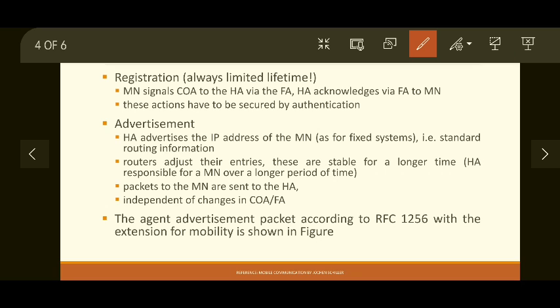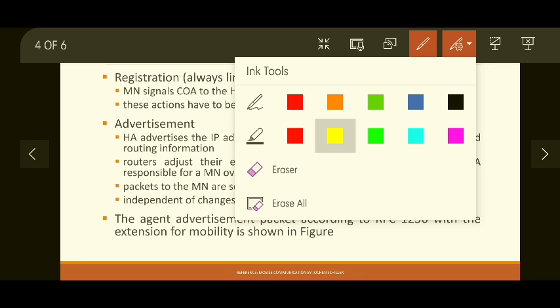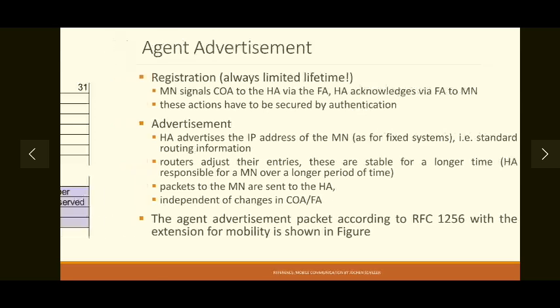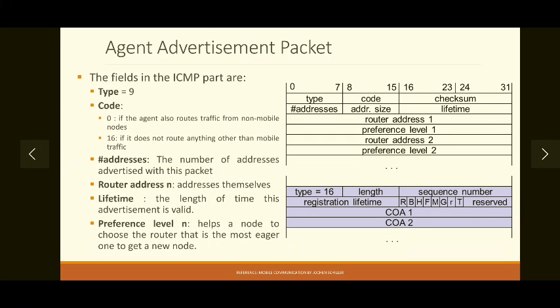So agent advertisement packets, according to the standard RFC 1256 with the extension for mobility, are shown in the figure that we will see in the next slide. So let's see how the agent advertisement is done. This is the agent advertisement packet which is broadcasted by a home or foreign agent within their subnet. As we have said, ICMP message format is used for transmitting advertisements.